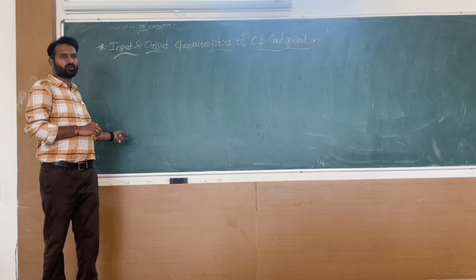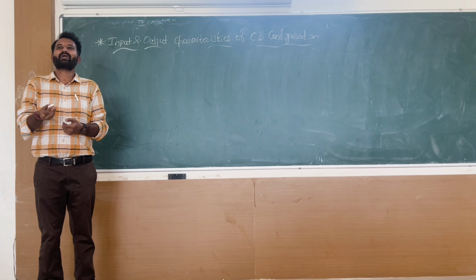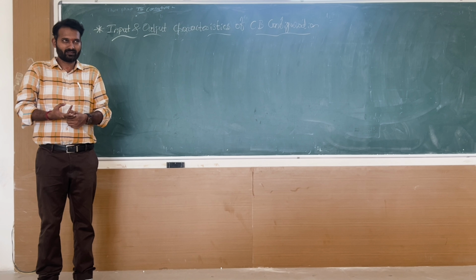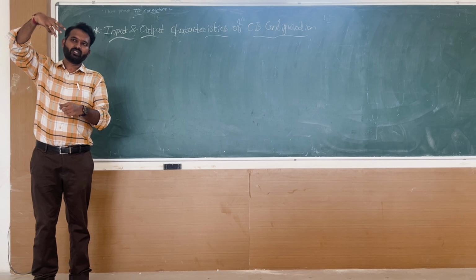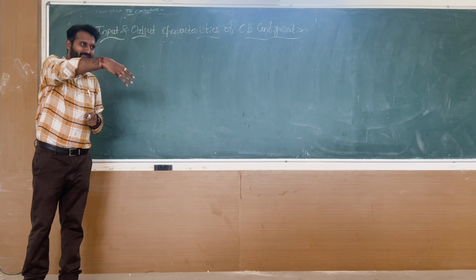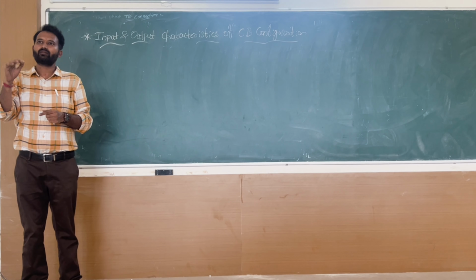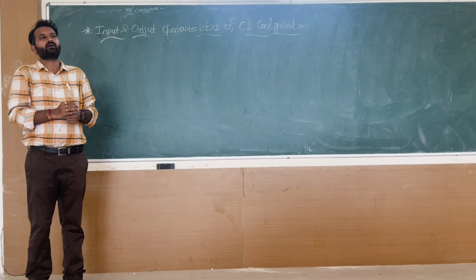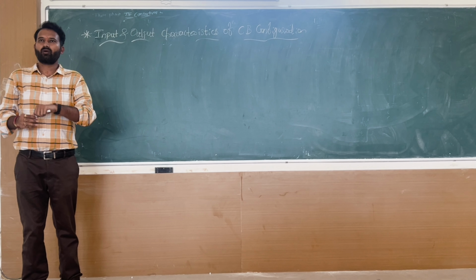Assume this green color as a breadboard. What I am doing, we are connecting a transistor in three ways. What are the three terminals of the transistor? Emitter, base, collector. Whenever you are connecting a transistor onto the breadboard, you can connect it in three fashions. Those are nothing but common base configuration, common emitter configuration, and common collector configuration.